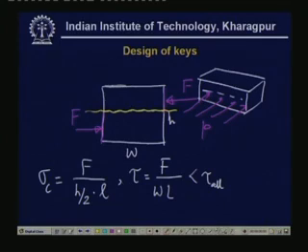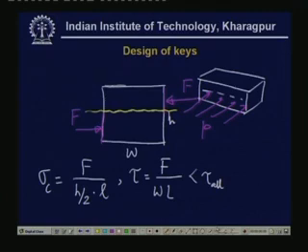Now, strength of the key is the maximum torque that can be transmitted from one shaft to the other shaft. Definitely, it depends on sigma c allowable. So, if we consider the strength due to crushing, that means the maximum torque that can be applied while sigma c becomes equal to sigma c allowable, that is the allowable crushing stress.